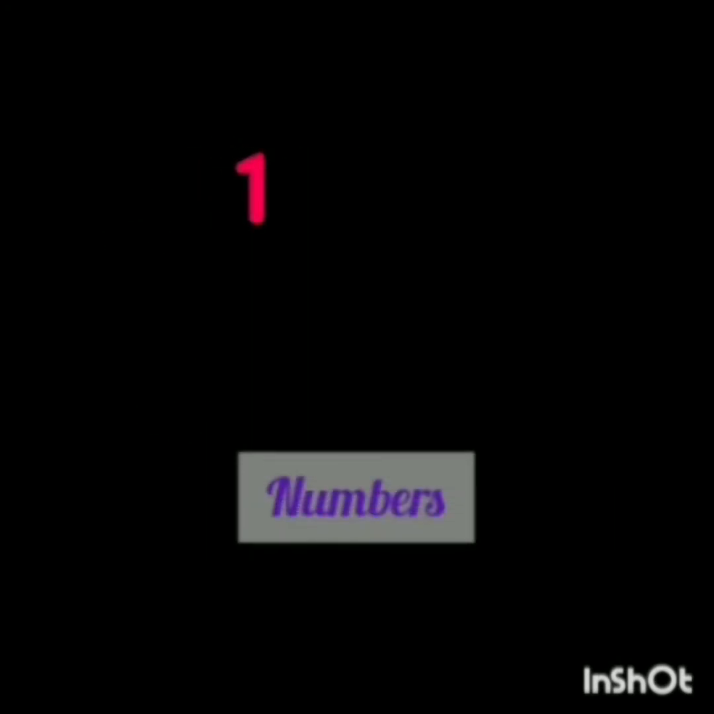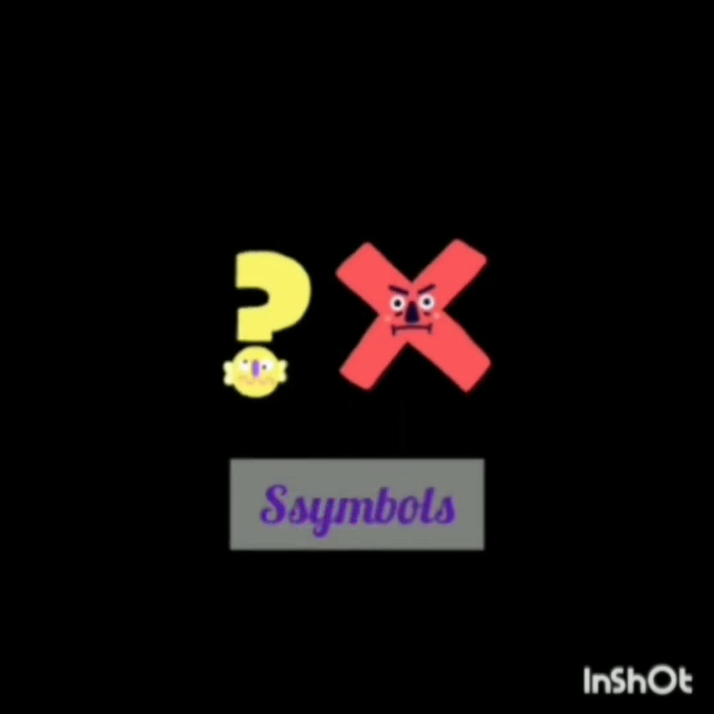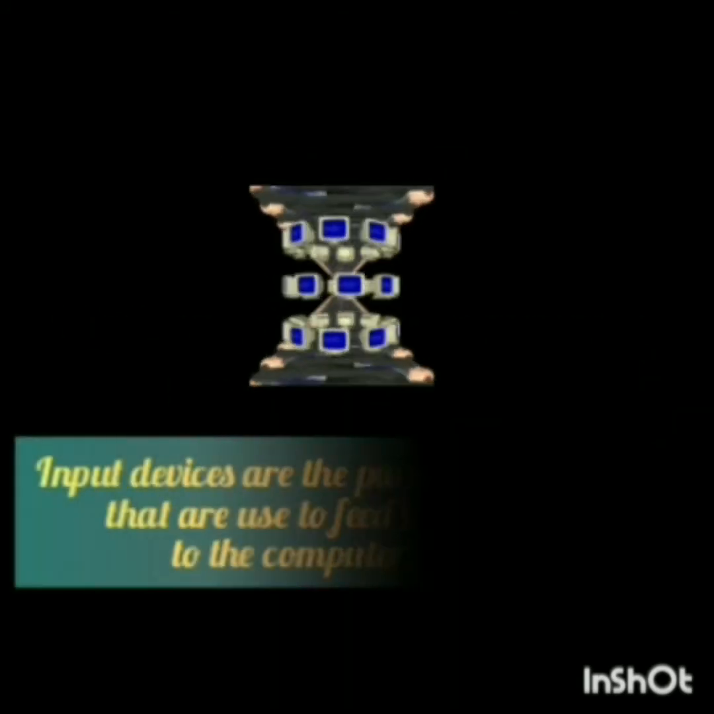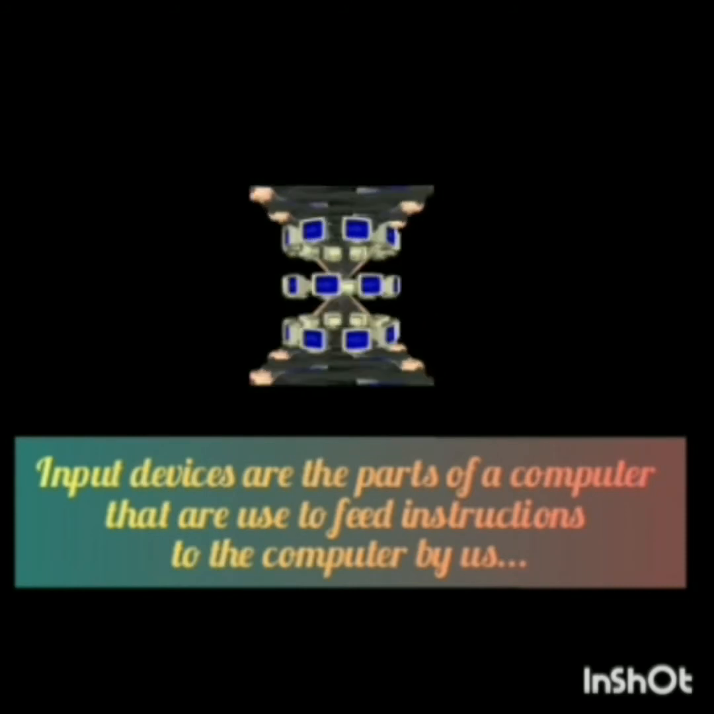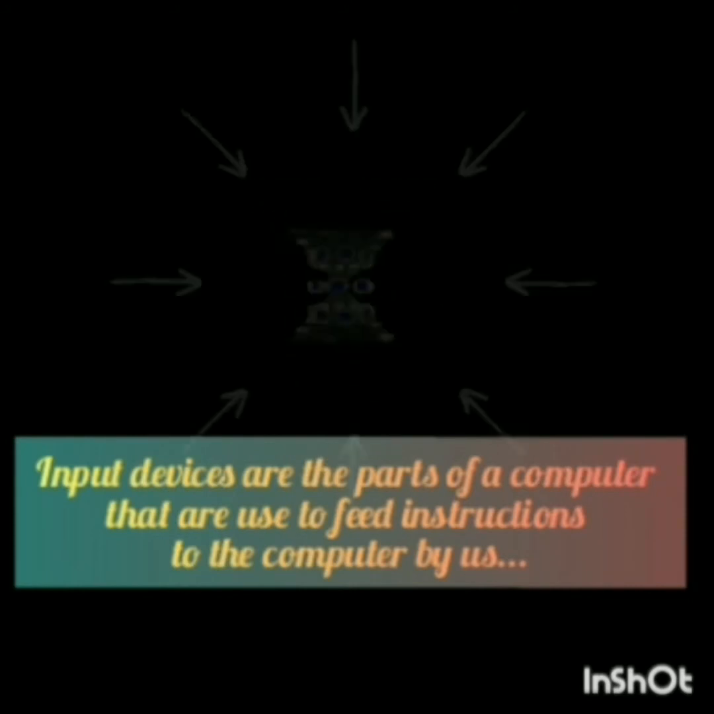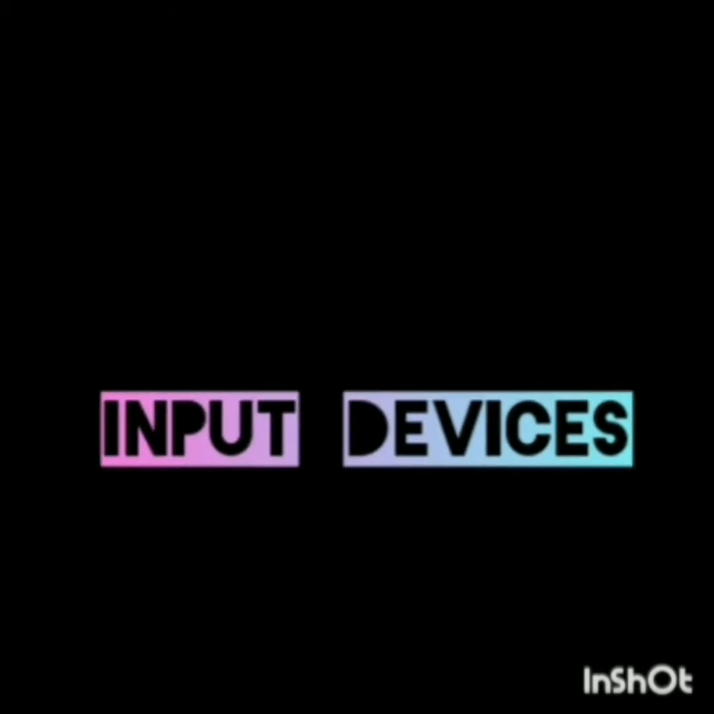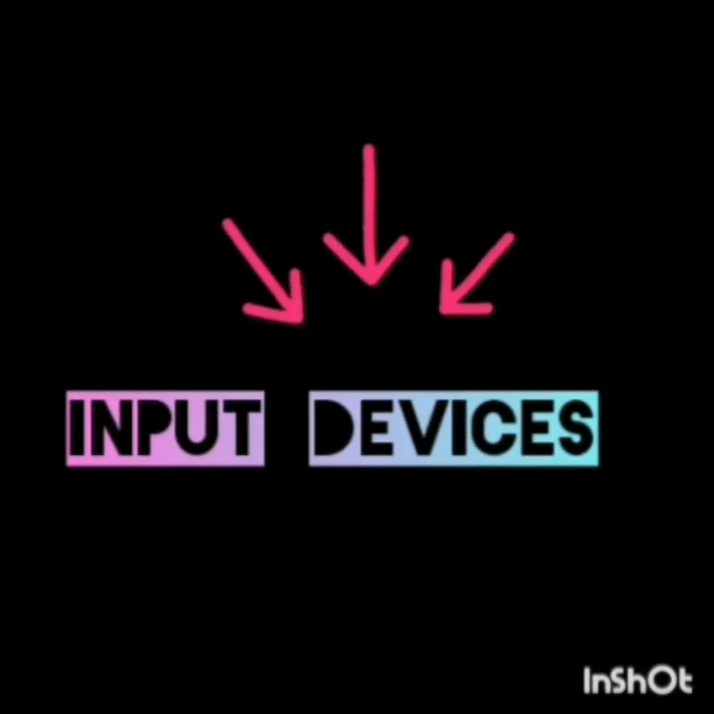It can be numbers, letters, symbols, pictures or sounds. The input is given to the computer through input devices. Input devices are the parts of a computer that are used by us to feed instructions to the computer. The following are the input devices that feed the data into the computer.